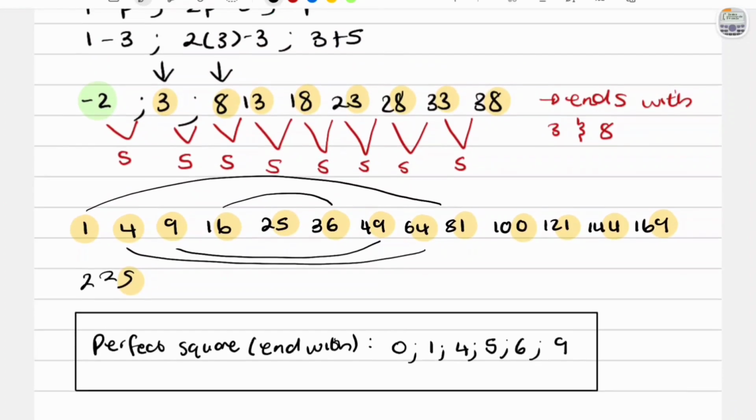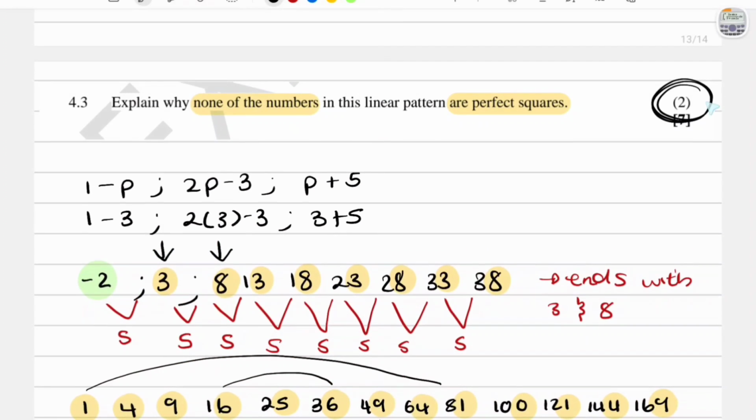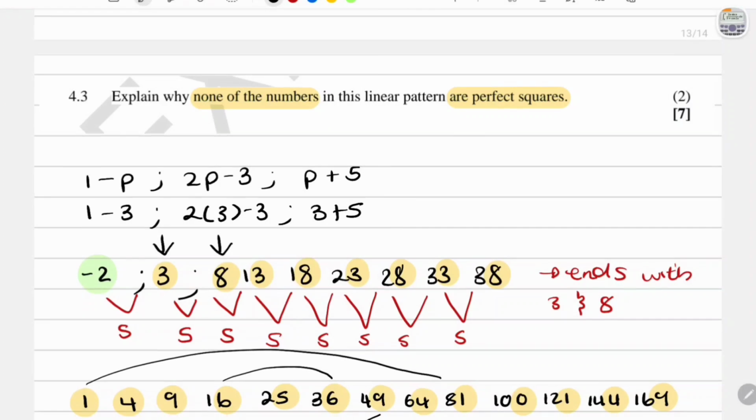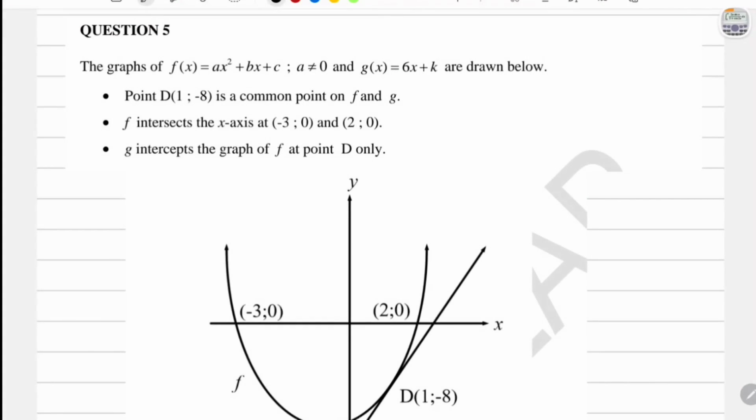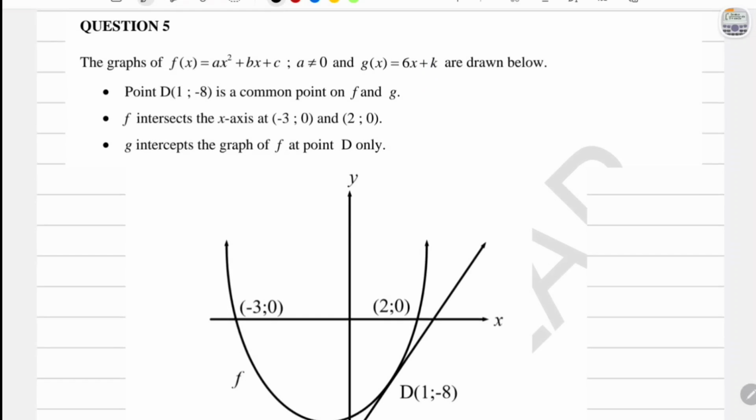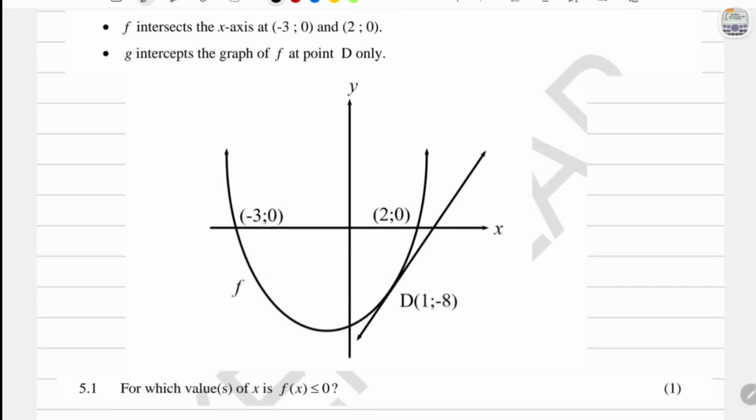Okay, so that is question 4.3, and that is the end of question 4, which is 7 marks. And we finally move on to question 5. Okay, so now we are on question 5. And question 5 says, the graphs of f of x is equal to ax squared plus bx plus c, so it's just a parabola, where a is not equal to 0, and g of x is equal to 6x plus k, so that's the straight line we have there.